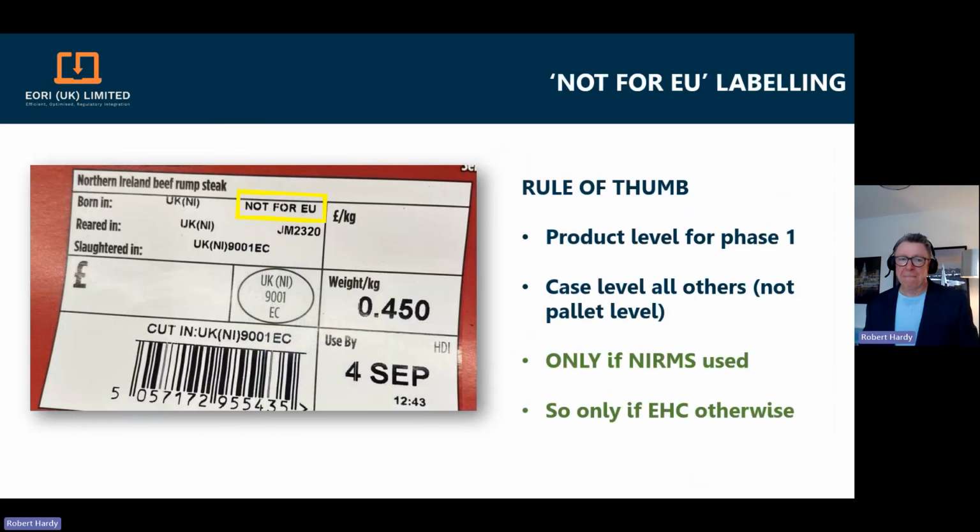Finishing off on the label piece. You may have seen in the press, it was in the Guardian, I think, the first not for EU labels, and here it is from a certain retailer who uses red quite a bit. However, it's wrong. The reason why it's wrong is that this particular rump steak was born in Northern Ireland, reared in Northern Ireland, slaughtered in Northern Ireland, sold in Northern Ireland. It never left Northern Ireland.